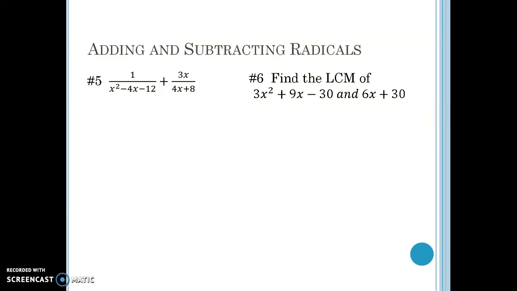So again, I'm going to add these together. So here I'm going to factor the denominator. The denominator is going to be x times x is x squared. If I go minus 6 and plus 2, that's what my factors are. In the one on the right, I'm going to factor a 4 out. That's going to give me 4 times x plus 2. So my common denominator is going to be 4, and then I'm going to have an x minus 6 and an x plus 2.